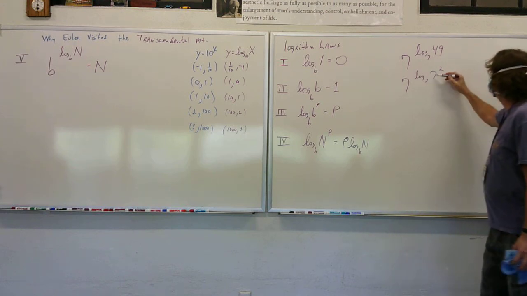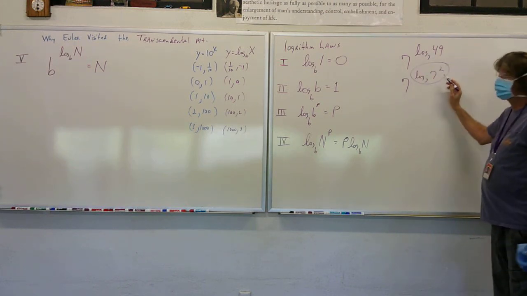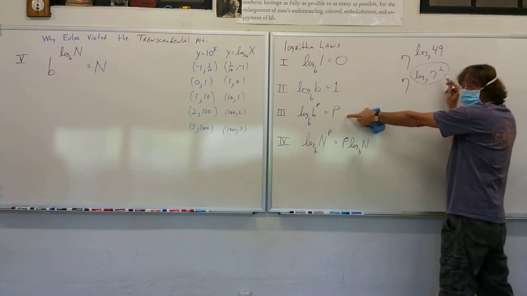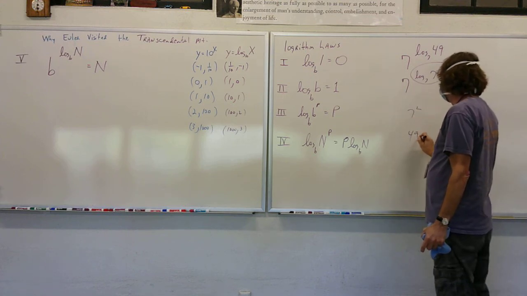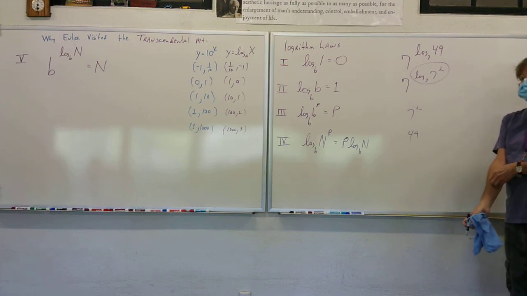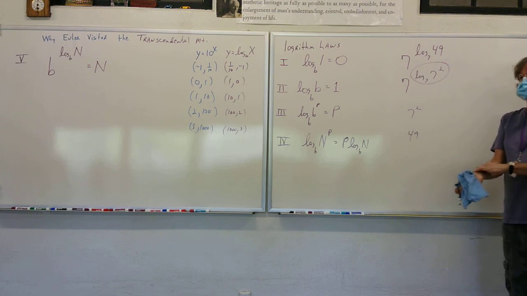Everybody agree that 49 is what? 7 squared. We know that equals 2 because of this what? Rule. And so we get 7 squared, and 7 squared equals how much? 49. Okay?